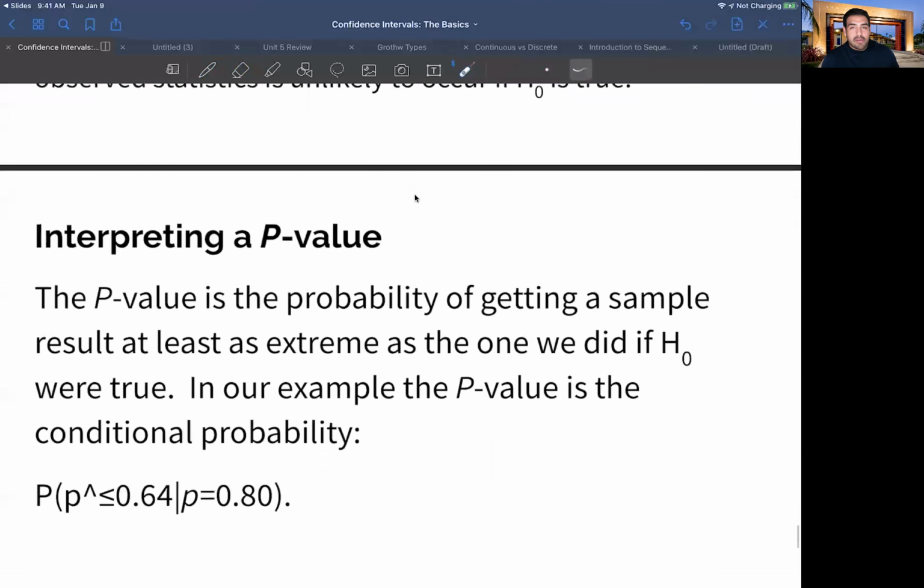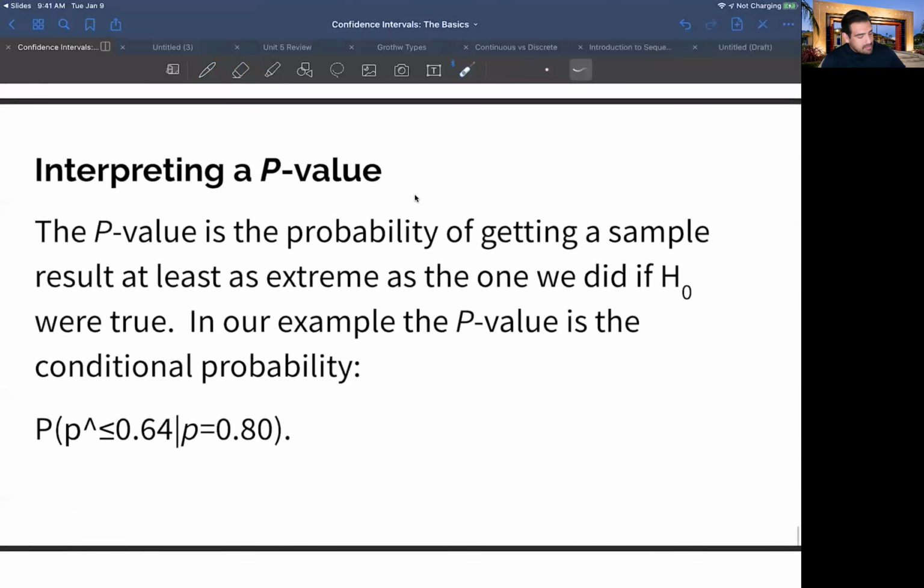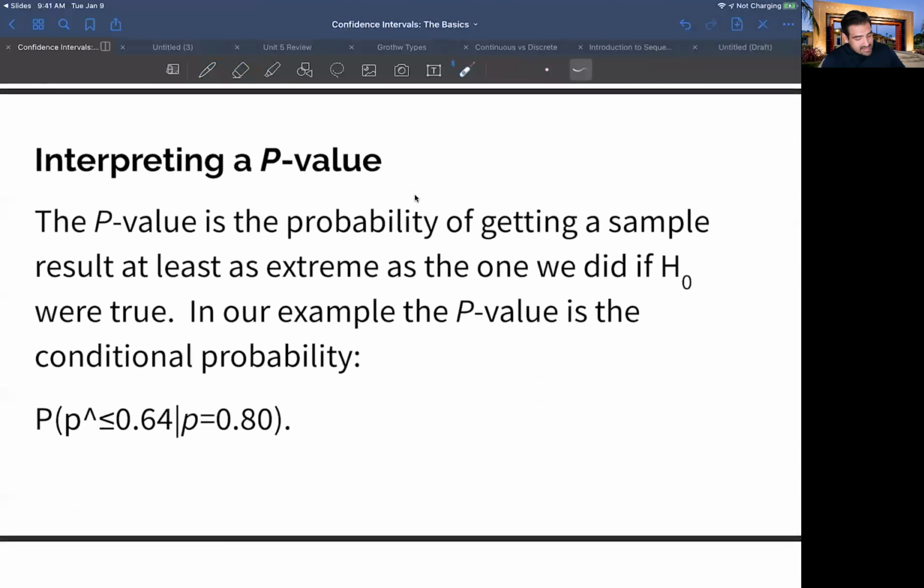So how do we interpret a p-value? What is a p-value? The p-value is the probability of getting the sample that we got, or as extreme as what we got, if the claim were true. So in our example, we want the probability that we get the sample that we collected. We collected a 64% accuracy free throw sample. We think that maybe he's shooting less than the 80% accuracy. So this is going to be one-sided.